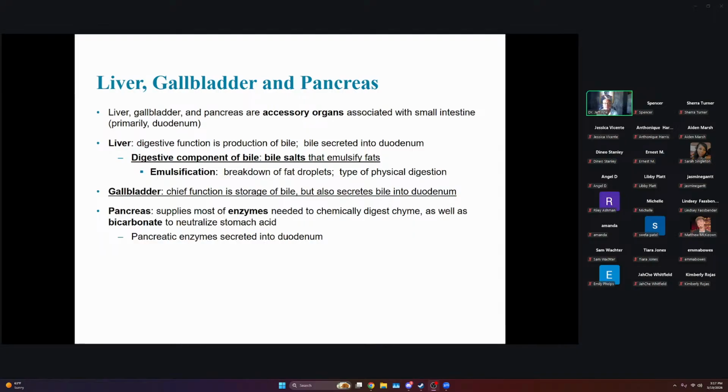The liver can deliver that bile that's produced in the liver through a duct straight into the duodenum, that first segment of the small intestine, via a duct. Okay? So that's first. All right, let's move on and talk about the gallbladder.